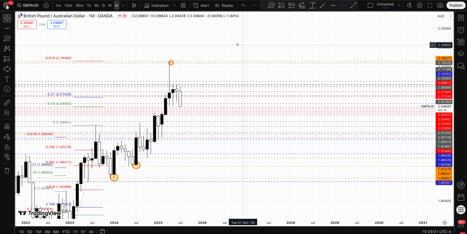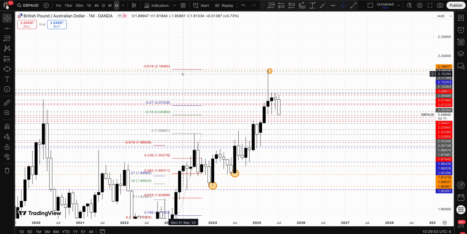So on GBP/AUD, D extension to the upside has not been hit. We know that because we can hover over the candle. We see the high as 2.16470, right? What does this say? 2.16485. So we were just shy of the D extension.